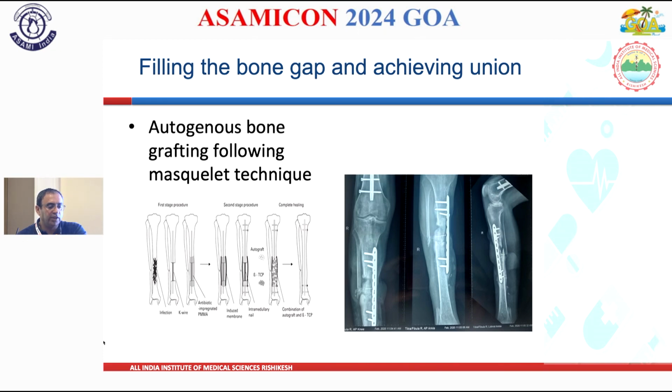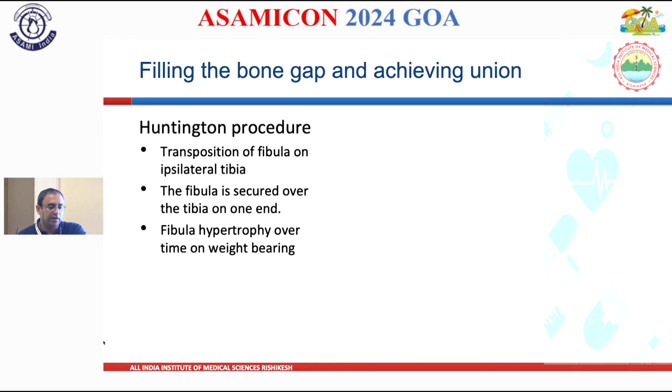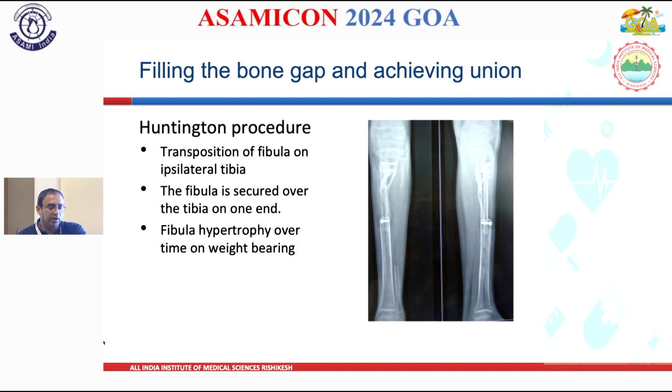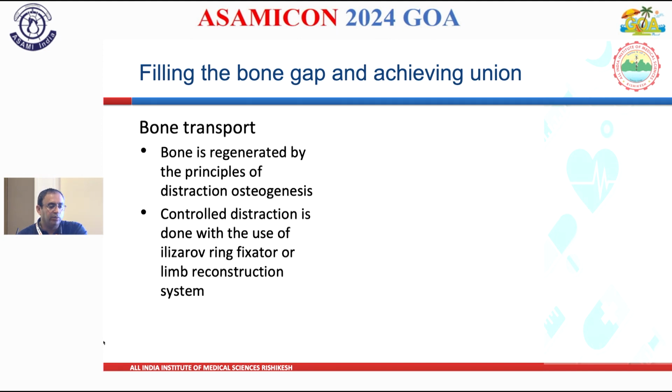The bone gap can be managed by different techniques, like the Masquelet technique, where you create an environment for the bone graft to be put, and then the graft takes up in that environment. But you require a lot of bone graft to be used there. The other procedure is the Huntington procedure, where the ipsilateral fibula is transferred to the tibia, and we wait for it to tibialize. Then comes the bone transport, what we have been talking about since the last 2 days.